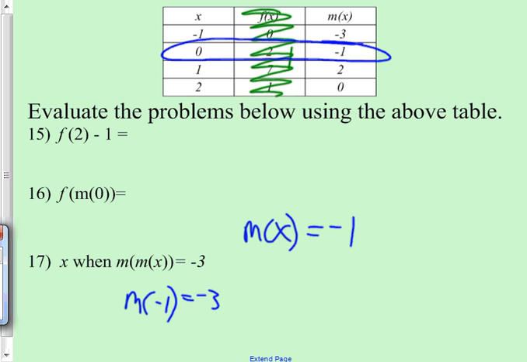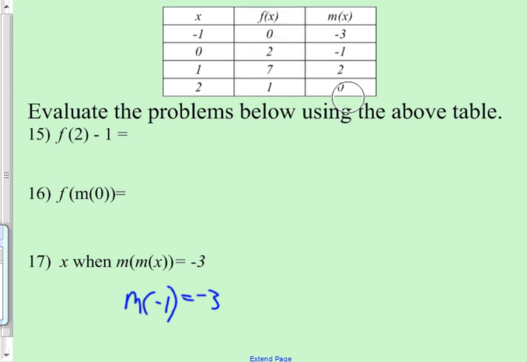Okay, so I wanted to show one last kind that's going to be found on the assignment, and it involves these tables. So assume for a moment that you needed to do a function based on the table, and they said f of 2 and then subtract 1. I hope you get that the first thing you'd want is f of 2.